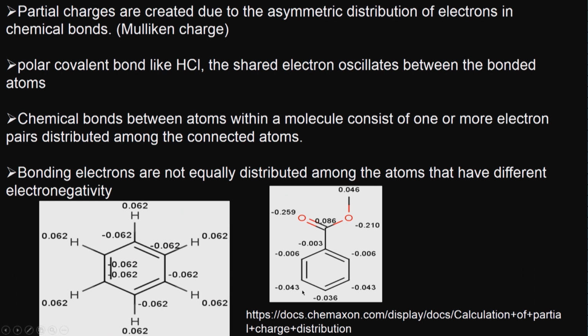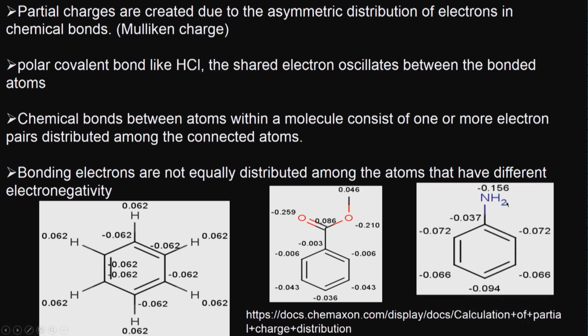They are symmetric here, but this COOH is closer, so these carbons have very low negative charge, whereas these carbons have higher negative charge. So it is different because of this particular COOH group here.